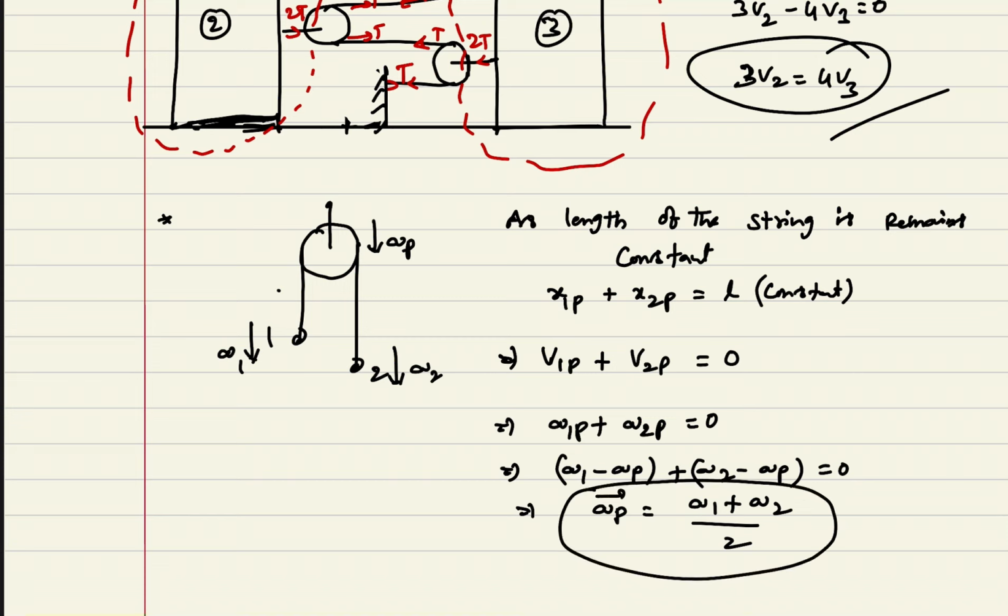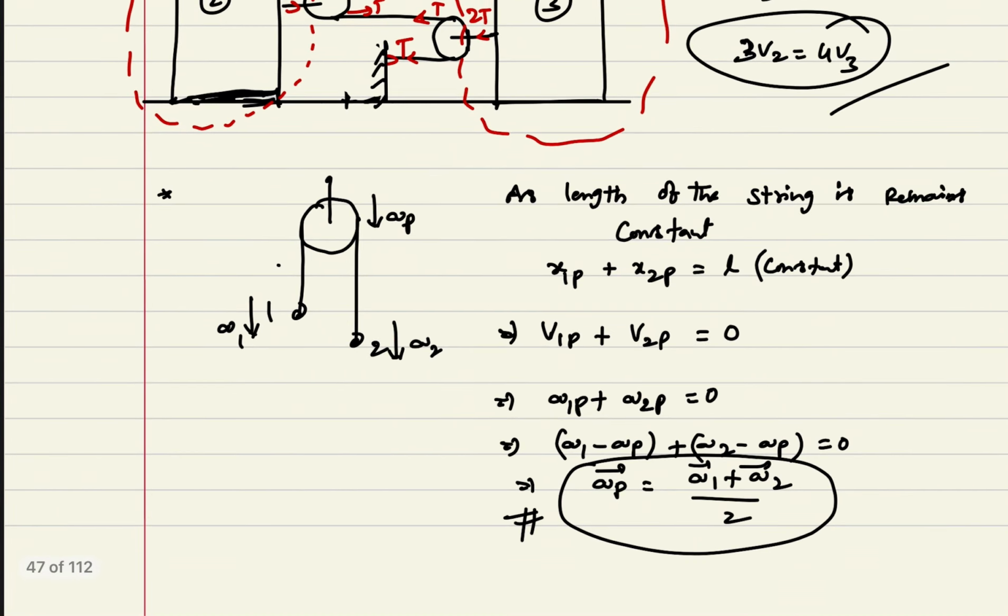You can use this relation with vector notation. Anytime we can apply this. Anywhere, if a1 is in the downward direction, we write it downward; if a2 is in the upward direction, a2 upward; if a of the pulley is in the downward direction, we write it downward. By using this relation also we can solve a few problems.